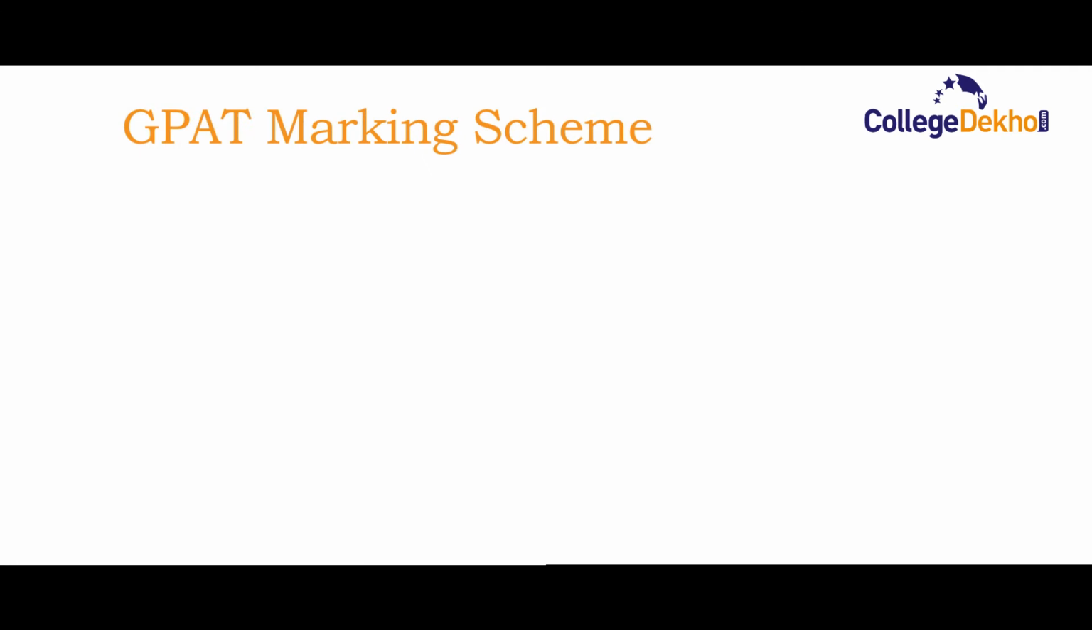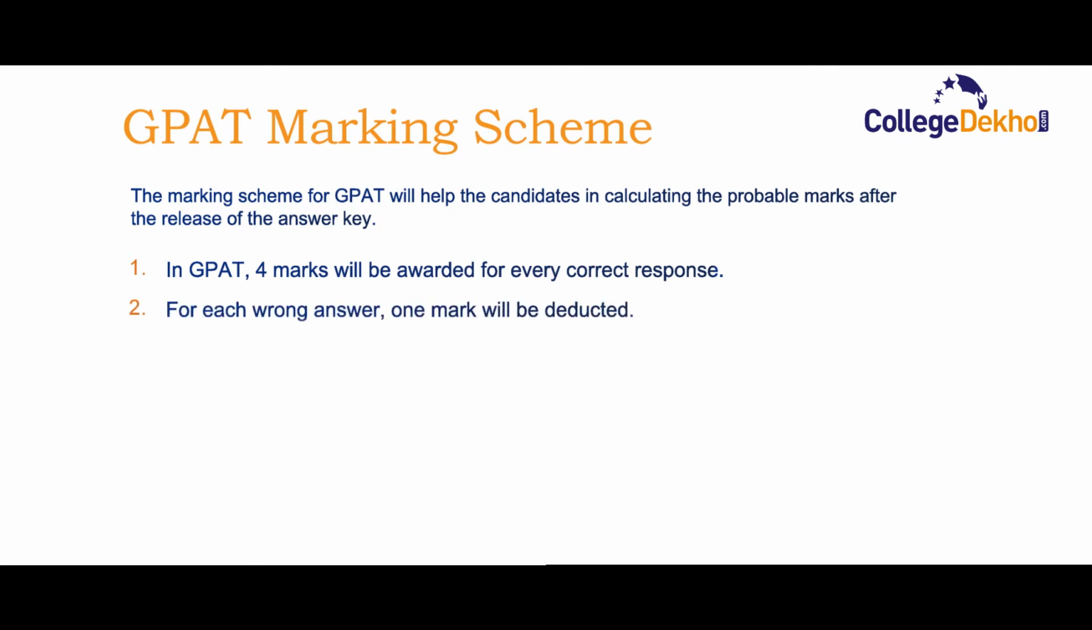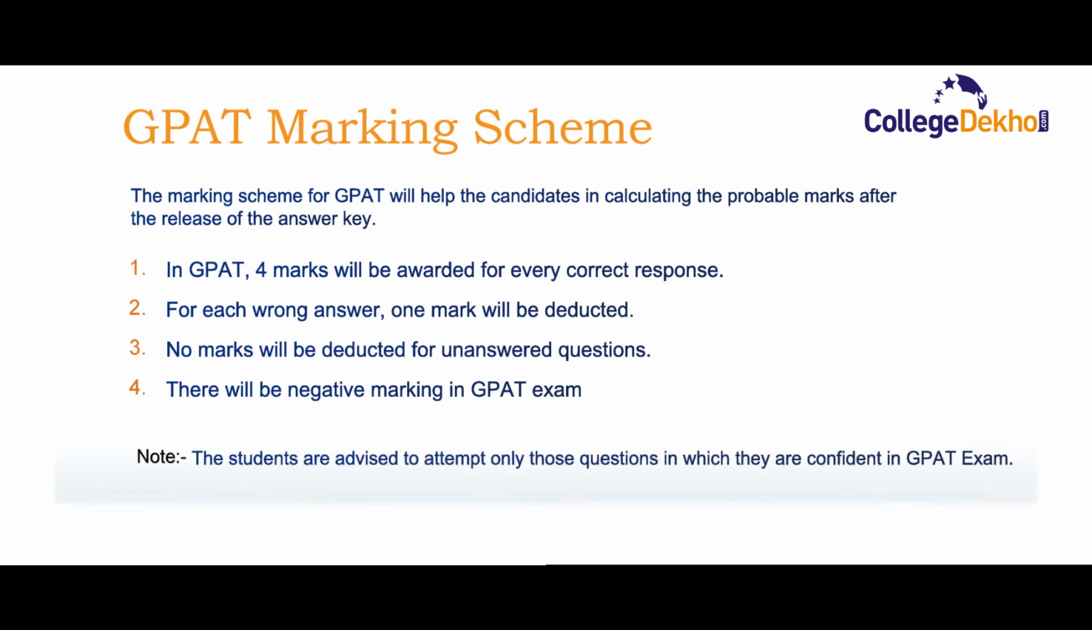GPAT marking scheme. The marking scheme for GPAT will help the candidate in calculating the probable marks after the release of GPAT answer key. In GPAT, 4 marks will be awarded for every correct answer. For every wrong answer, 1 mark will be deducted. No marks will be deducted for unanswered questions. There will be negative marking in the GPAT exam.